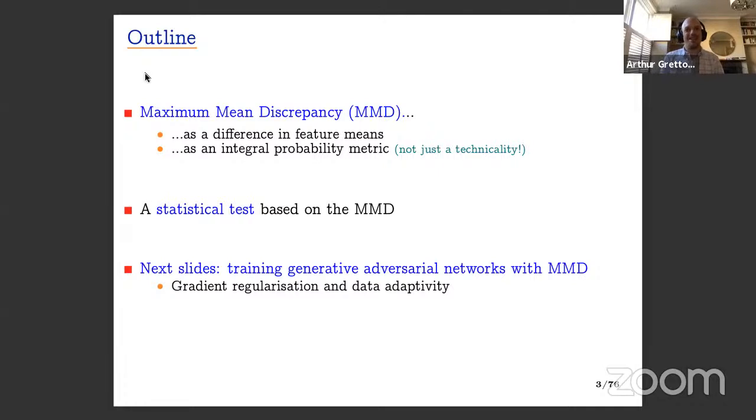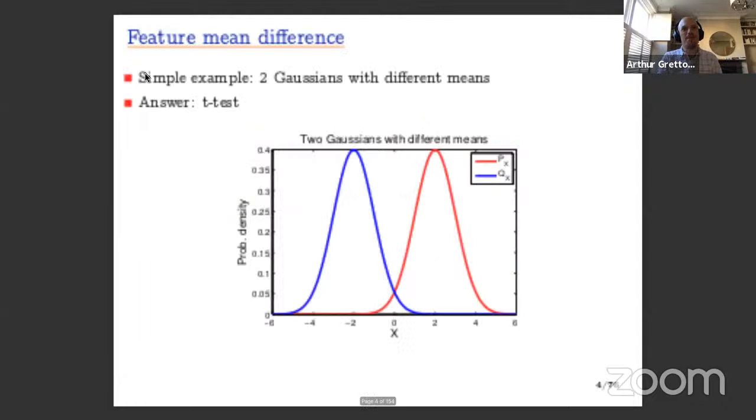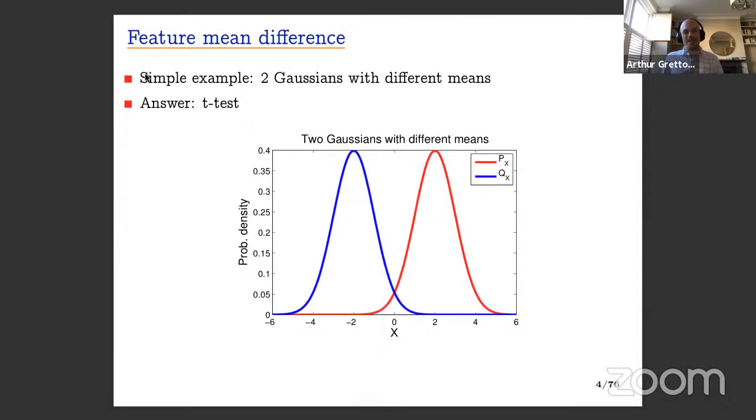And that's, I think, a very interesting application area, because when you're using MMD to train GANs, you need to take quite a different approach to when you're using MMD to test. And we're going to see a little bit more about that later. OK, so let's first understand MMD in terms of a difference in feature means.